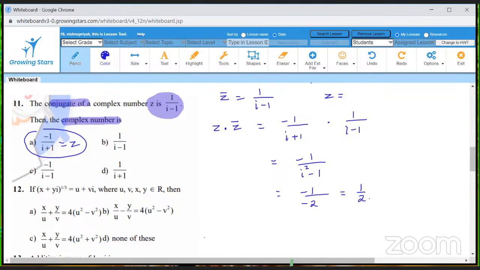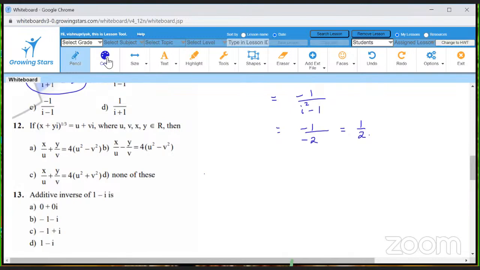This is how you have to find. Someone said Angel is saying B. B is not the correct answer. A is the correct answer. Let's go to question number 12.